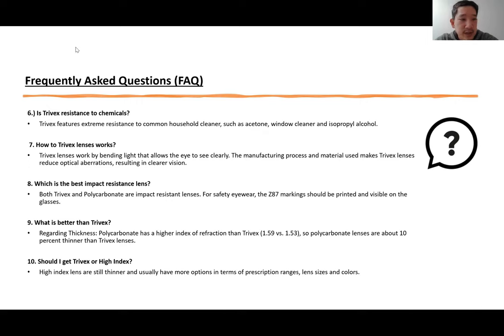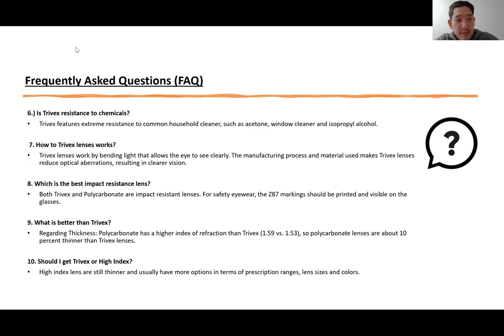So what is the best impact resistant lens, right? Both Trivex and polycarbonate lenses are impact resistant, but for safety eyewear, the Z87 marking should always be printed and visible on the glasses. So that is something that you want to look out for.